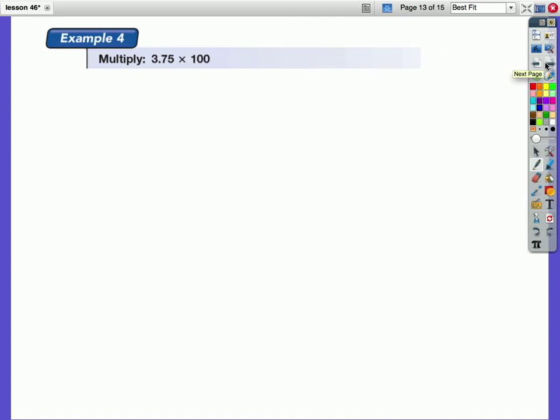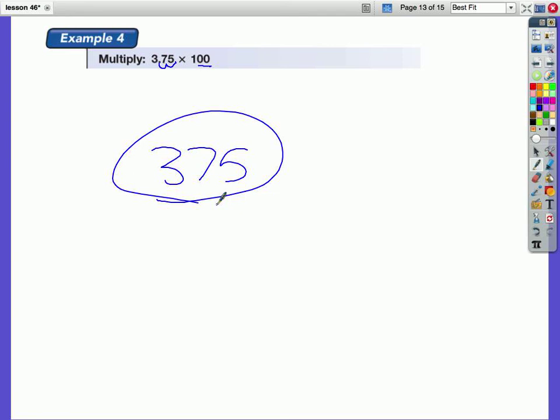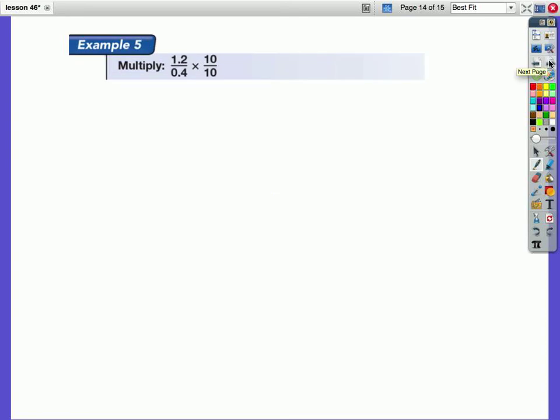Now I'm going to multiply it by 100. There's 2 zeros. So we move it 2 places to the right. Now I have 375. Now we're multiplying by a factor of 1, product of 1. Okay.